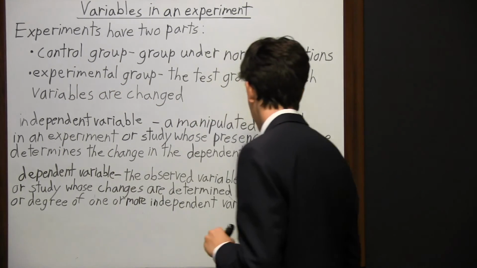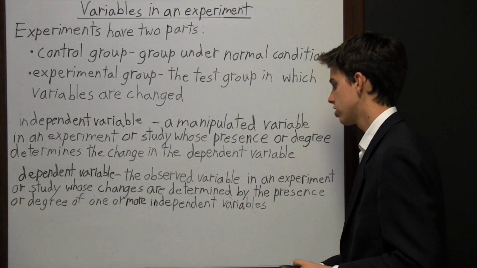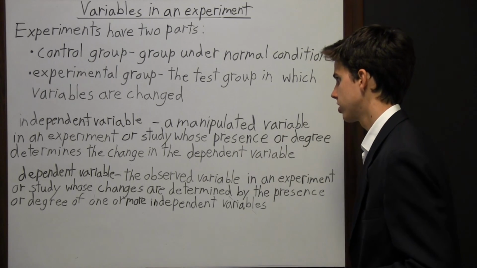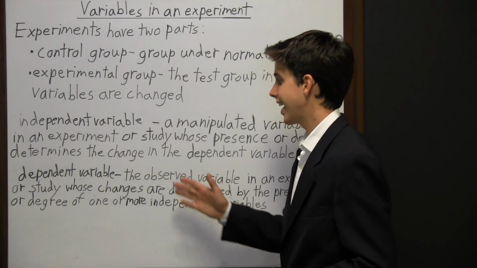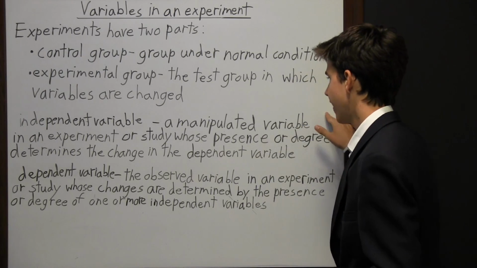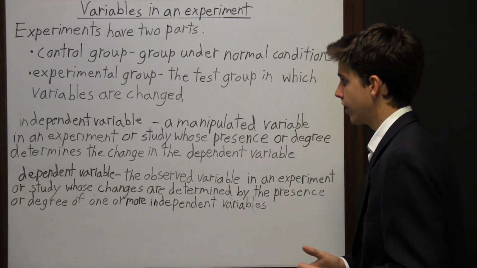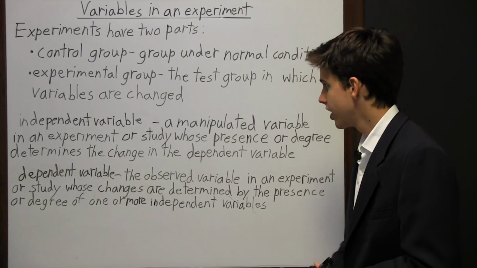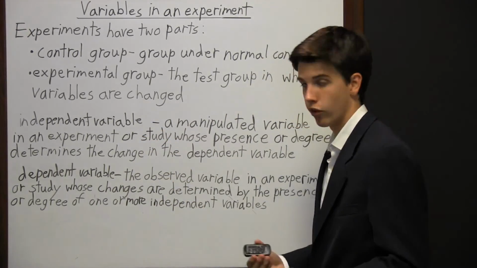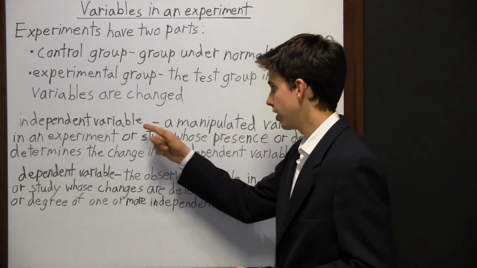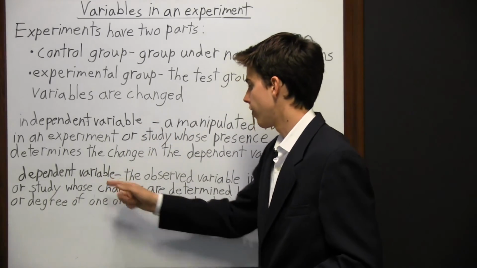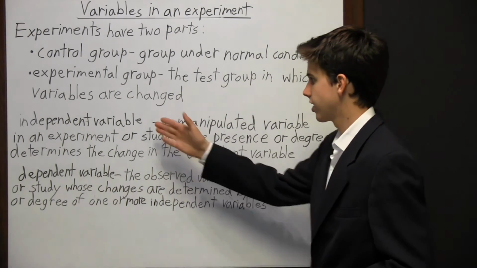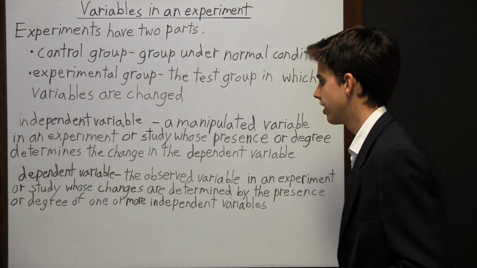And so then that leads us obviously to the dependent variable, which is the observed variable in an experiment or study whose changes are determined by the presence or degree of one or more independent variables. So we have an independent variable and a dependent variable. One's manipulated and the other is observed. So the independent variable is the variable you're changing. Remember, I said you can only change one variable. So you're changing the independent variable, and we're looking at cause and effect. So the independent variable causes an effect with the dependent variable. So that's what you're looking at here, the cause and effect between the independent and dependent variables.